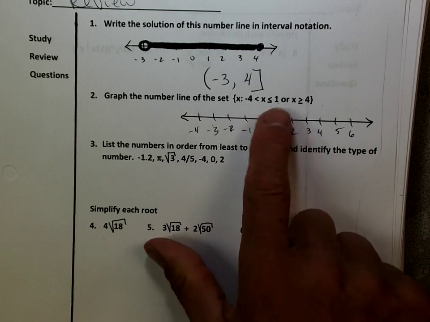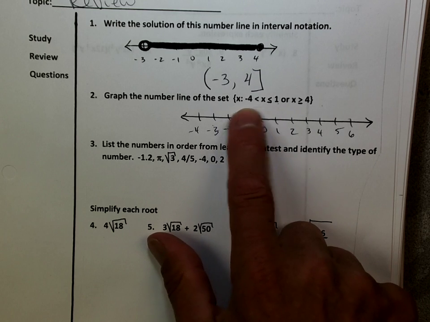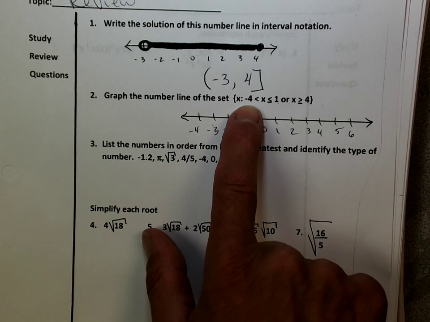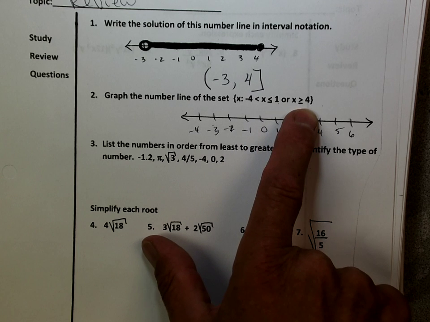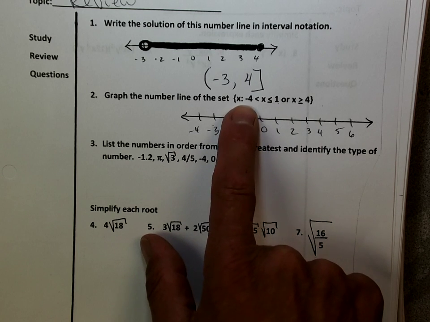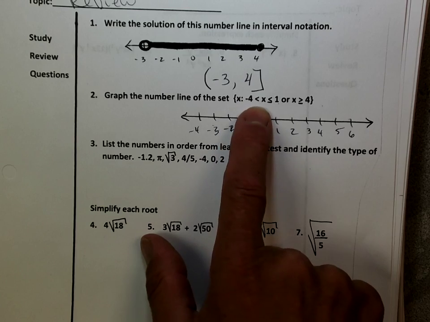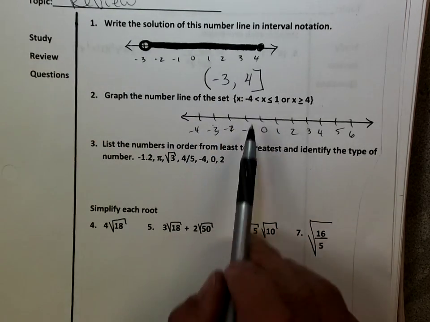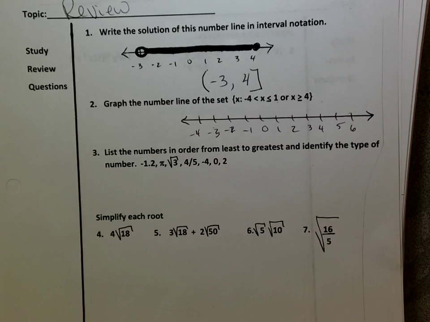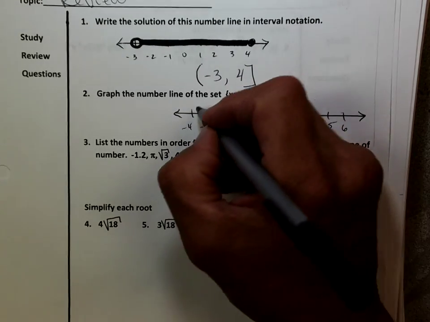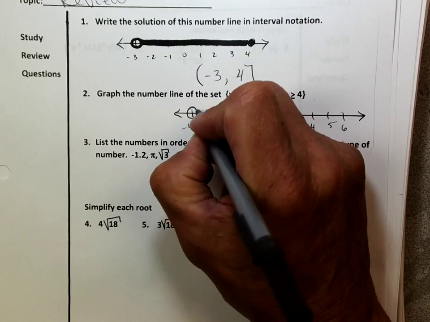So when I take a look at what's going on in here, the first thing, I'm definitely going to have some dots at -4, 1, and 4. On my number line, I'm going to put an open dot at -4 because there is no equal sign. So I'll go to -4, and I'll put an open circle right there, okay?